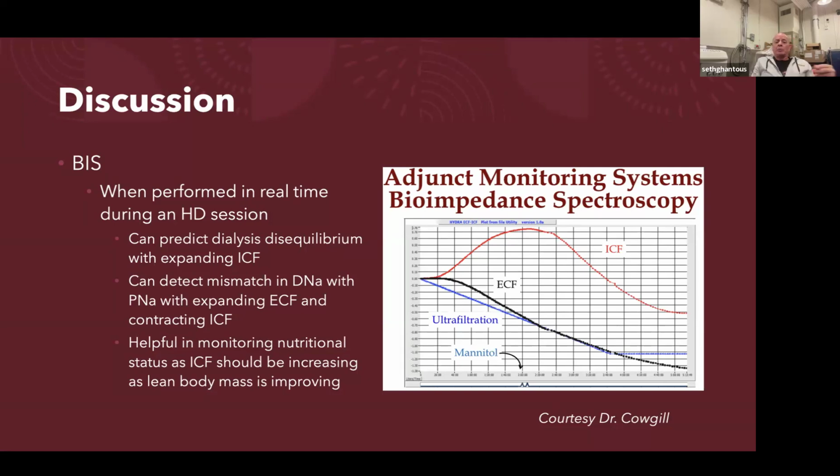And I guess it can also be very helpful in monitoring nutritional status, as that intracellular fluid really represents the lean body mass. When you have a patient receiving chronic hemodialysis, you could let that help you. Increasing ICF might help you know that you are increasing lean body mass and meeting that patient's nutritional needs.